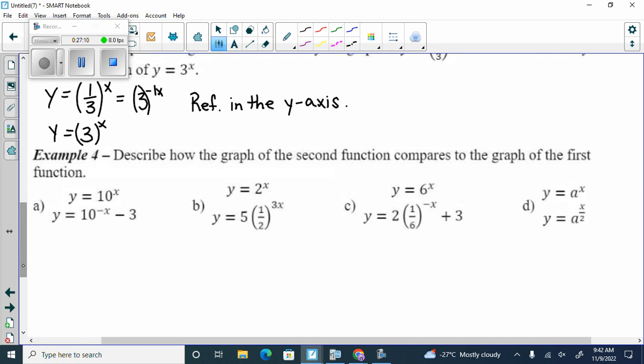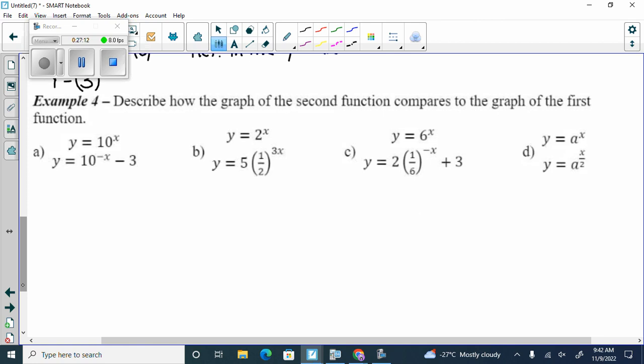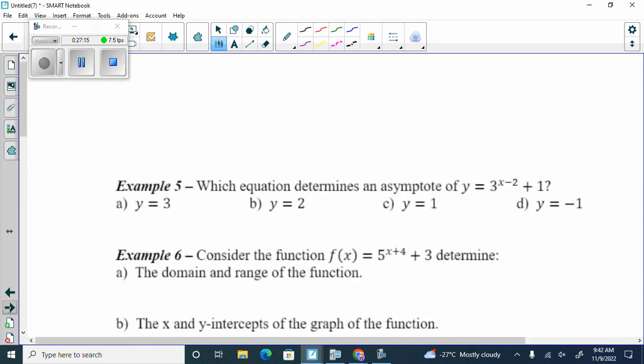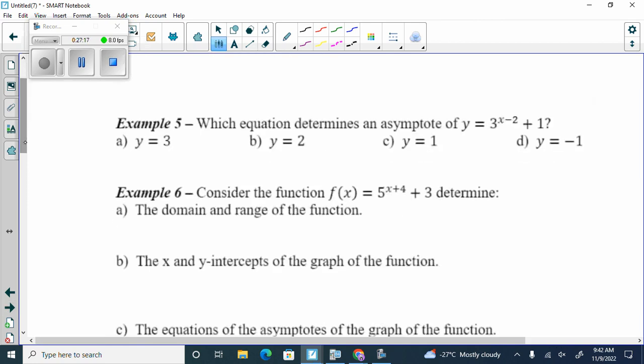All right, we're actually flipping. Okay, which equation determines the asymptote?